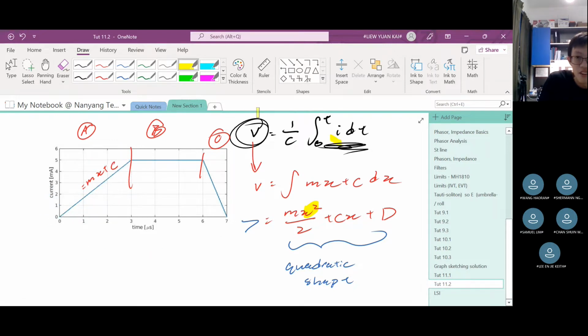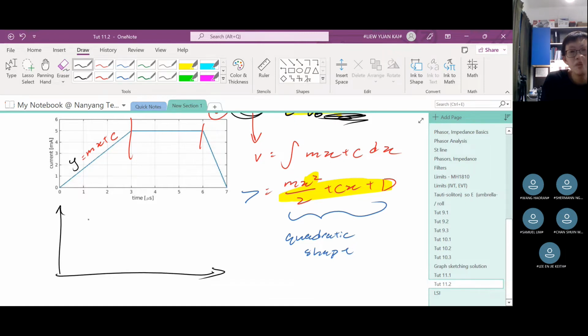It comes from the fact that voltage is given by the integral of my current, right? So I look at my current. My current is a straight line. I integrate a straight line, I'll get a quadratic curve. So that means between 0 to 3 microseconds in my voltage time graph, I expect to draw a quadratic curve.